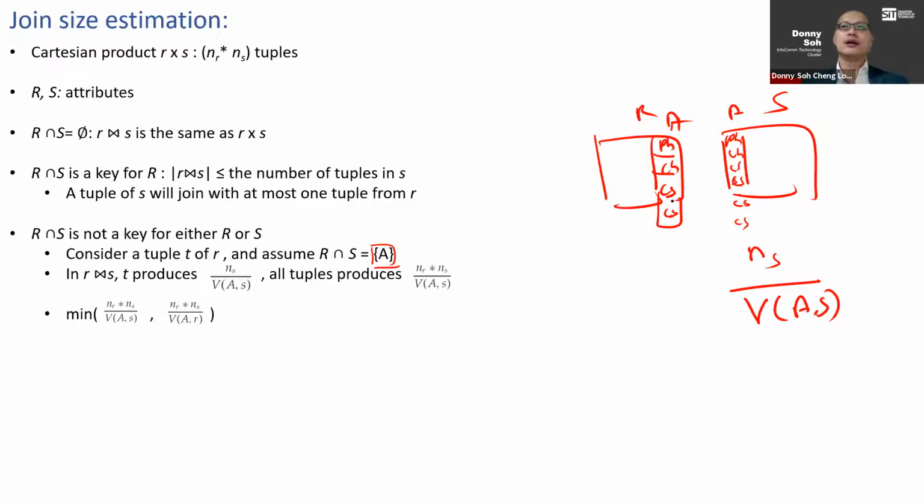And so if we do the join, every single one in R has a chance to join with this number of tuples in S. And so this will be NR multiplied by this, because every single tuple here has a chance to join with one of the tuples over here.